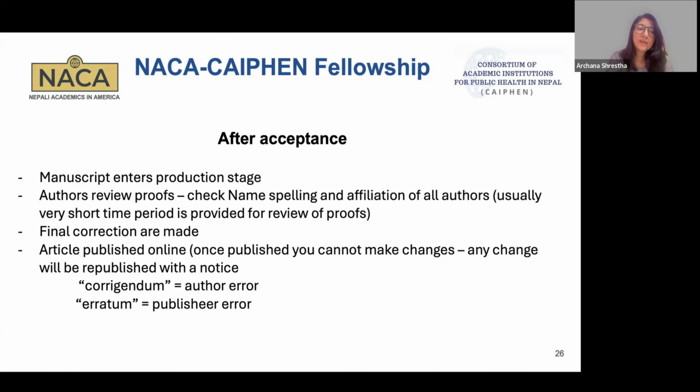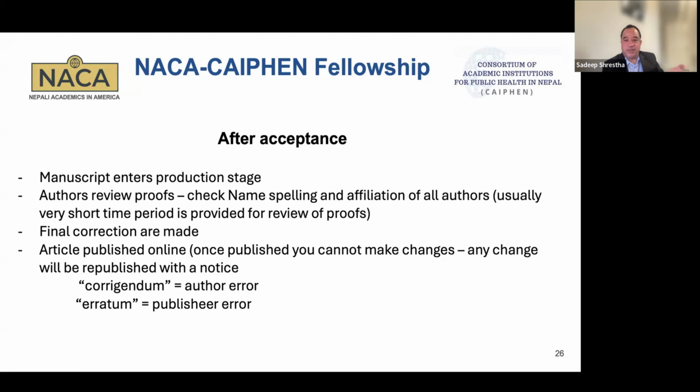And then something that I also practice is I ask someone else to review, like other co-authors. So I would send it to other co-authors to review as well, and those who have time can review. And then the final corrections are made, and the article is published. Most of the time nowadays, it gets published online. So once it is published, you cannot make any changes.